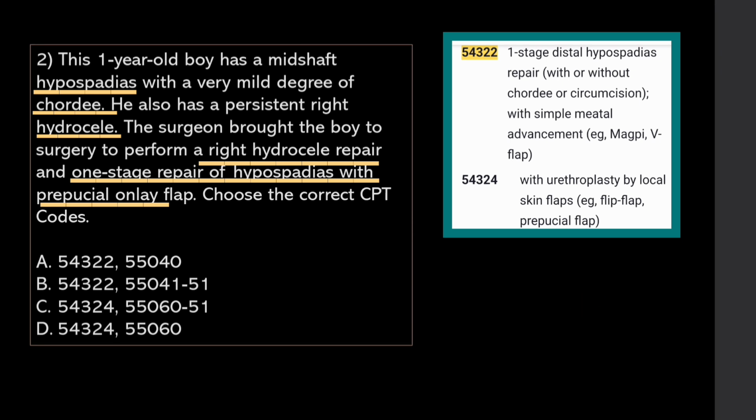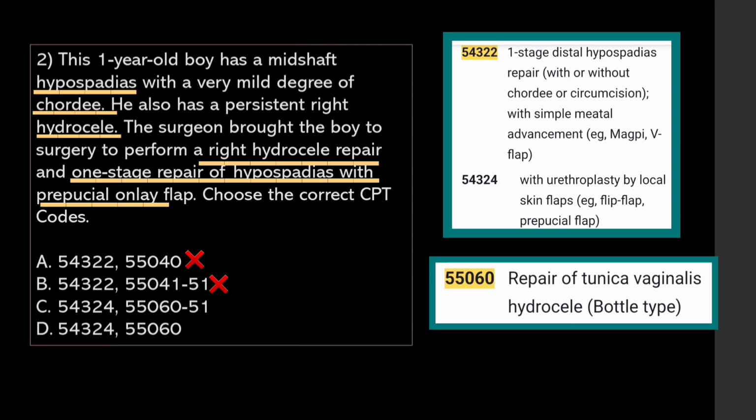The code 54324 mentions preputial flap, right? Therefore, we have to use the code 54324 without thinking much. Therefore, we'll eliminate option A and B directly. Now we are left with option C and option D. The first code is same, it is right. Now we are left with the code 55060.